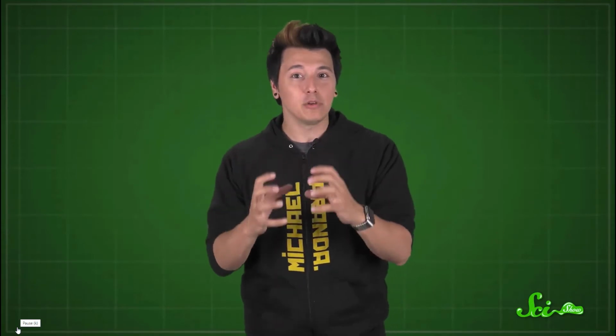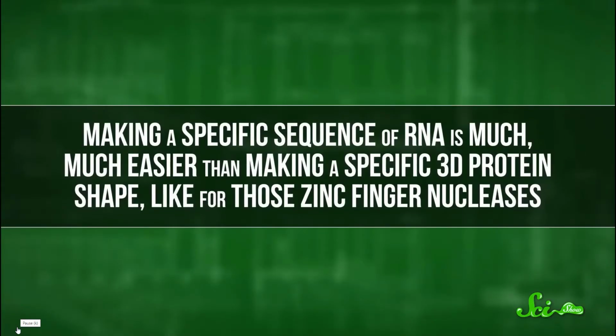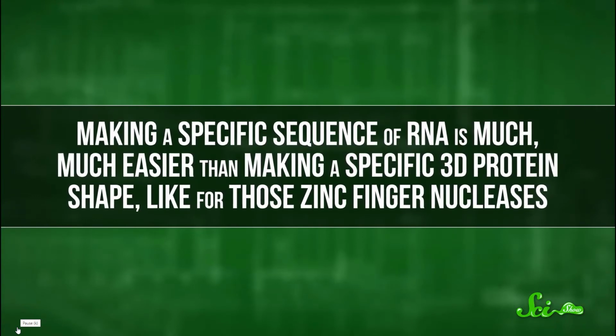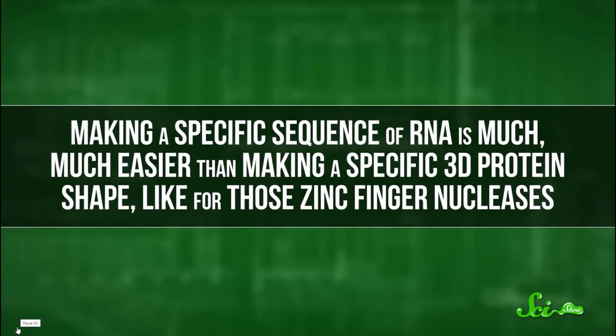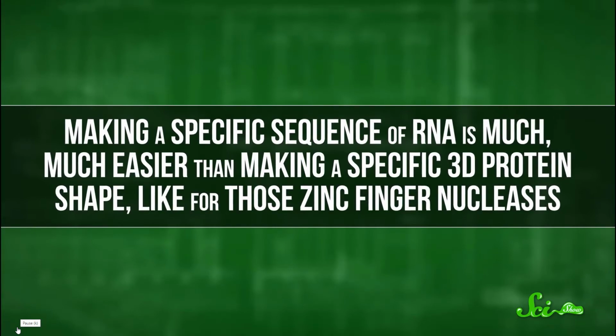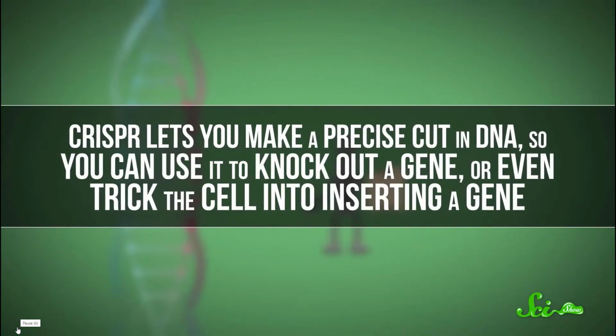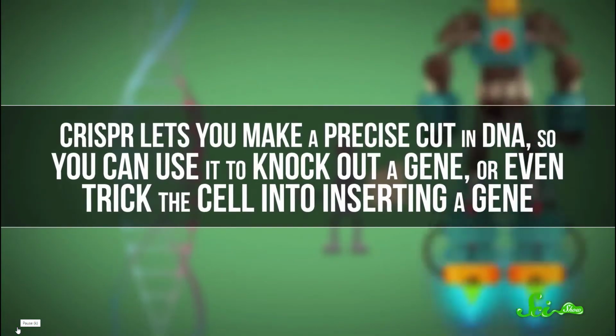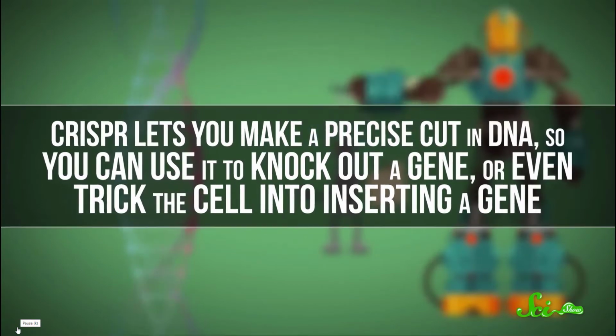And here's the thing, a system where you can send one protein to cut anywhere in the genome just by giving it a chunk of RNA is really useful for molecular biologists. Making a specific sequence of RNA is much, much easier than making a specific 3D protein shape, like for those zinc finger nucleases. CRISPR lets you make a precise cut in DNA, so you can use it to knock out a gene or even trick the cell into inserting a gene. Just depends on how the cell fixes the broken DNA strands.